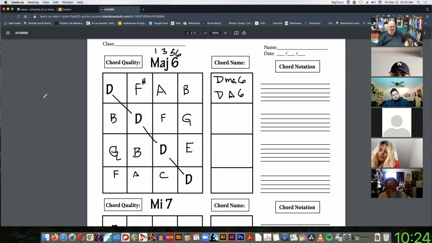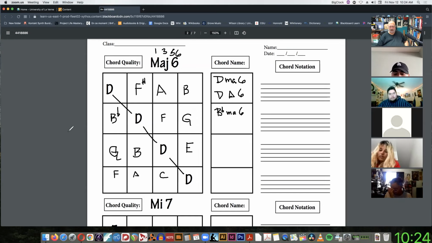Yeah, my bad. So what do we got to do? We got to make that a B flat, right? Oh, yeah. Okay. And then F is a perfect 5th above B flat, isn't it? Yeah. So this would be a B flat major 6, right?